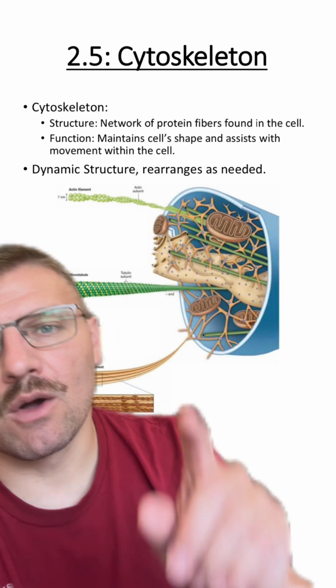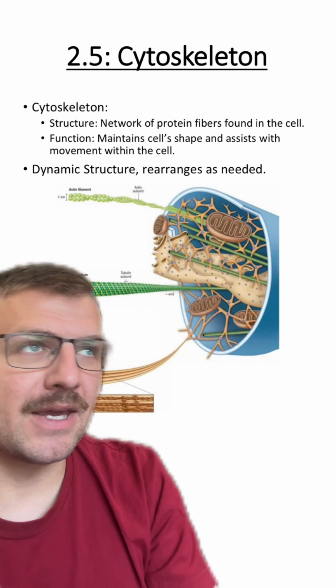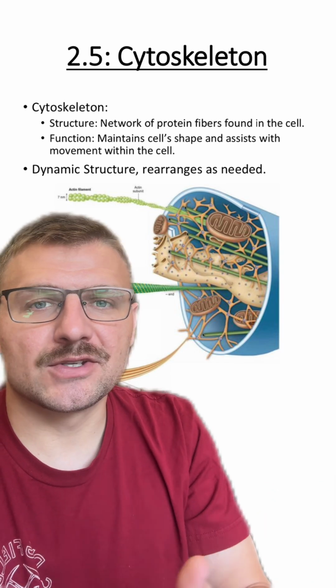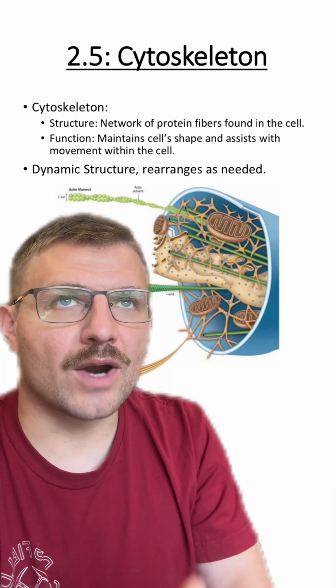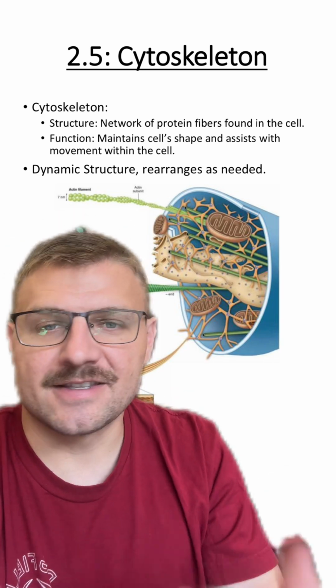Now, the cytoskeleton is going to be a network of protein fibers that are going to be found within the cell. We have three different types of these protein fibers, and we're going to separate them based on size. One of the other major functions of the cytoskeleton is to help move things around the internal parts of the cell, which basically means that we're just moving things in the cell.